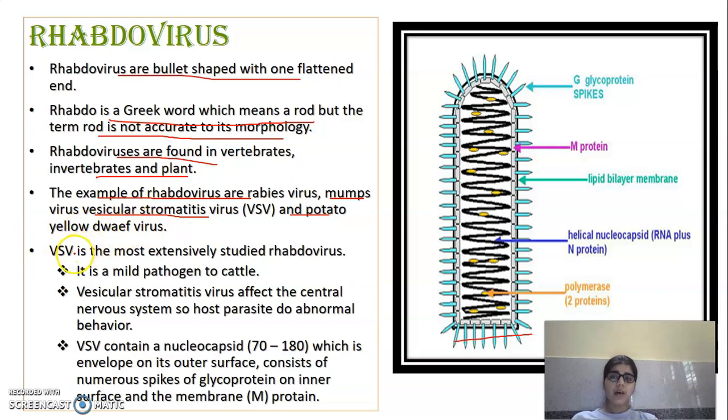Vesicular stomatitis virus, that is VSV, is the most extensively studied rhabdovirus. It is a mild pathogen to cattle, and vesicular stomatitis virus affects the central nervous system, so the host shows abnormal behavior. VSV contains a nucleocapsid which is enveloped, and its outer surface consists of numerous spikes of glycoproteins on the inner surface of the membrane protein.